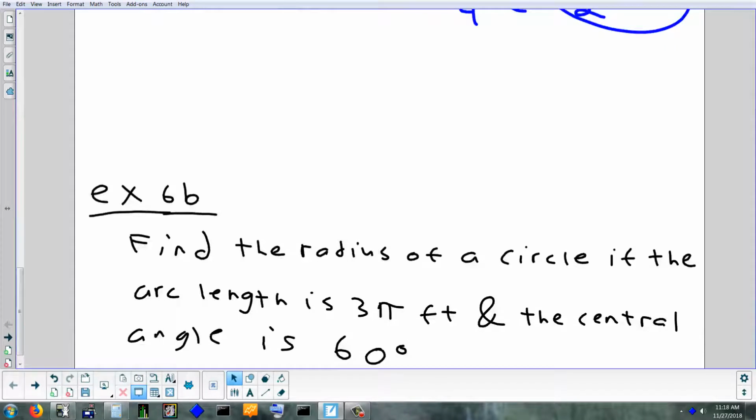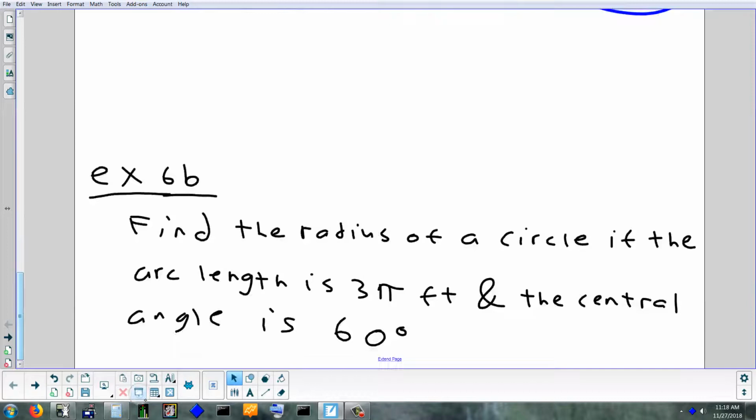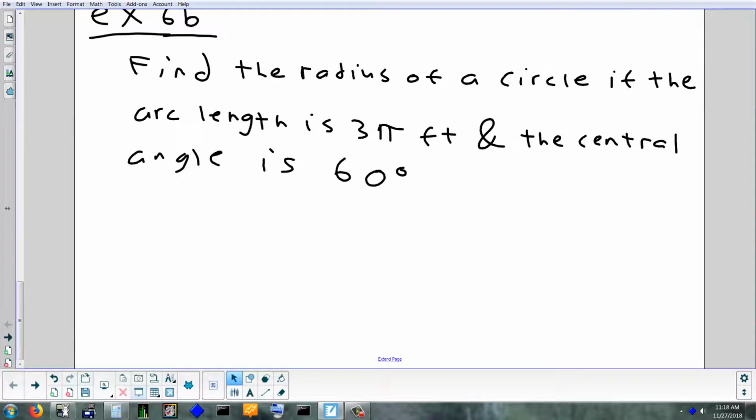They're asking for something different. Okay, this time they're asking you to find the radius. And they're telling you the arc length is 3 pi. And the angle is 60 degrees. Well, let's write down our formula. Can I fill in for S? Do I know what S is? Okay. It's 3 pi. Yep. It's the arc length, and they tell me the arc length is 3 pi.